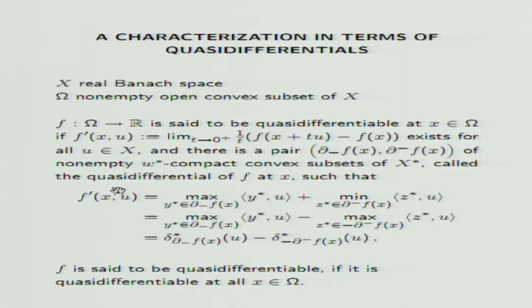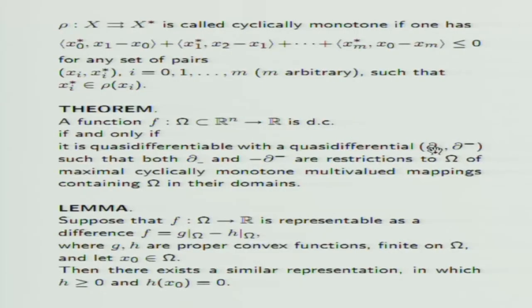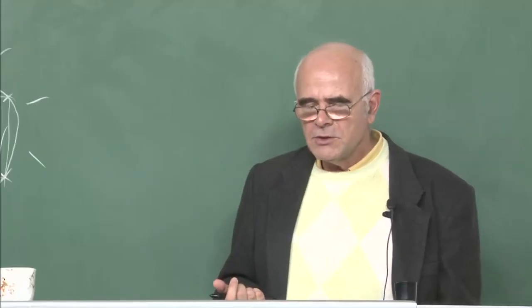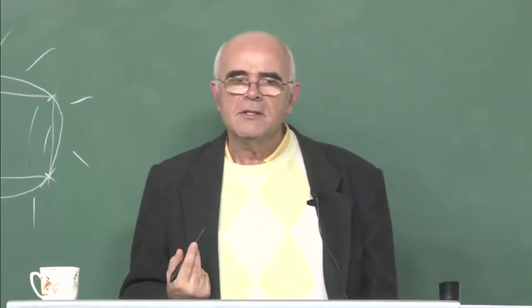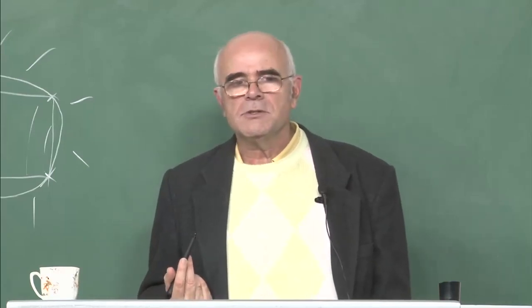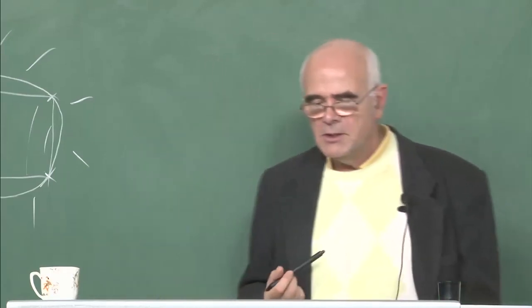And a function is said to be quasi-differentiable if it is so at every point in the domain. The first set in the quasi-differential would be called the sub-differential, and the second set the super-differential. The set of quasi-differentiable functions is very large. It contains all DC functions, it's quite clear, but it also contains all differentiable functions. Then it contains many functions which are not DC. So how to characterize these functions in terms of the quasi-differential?